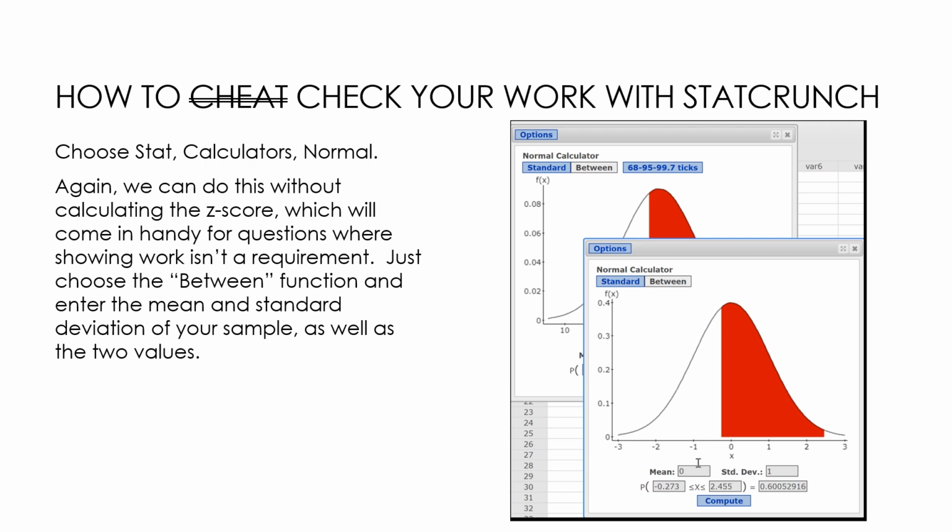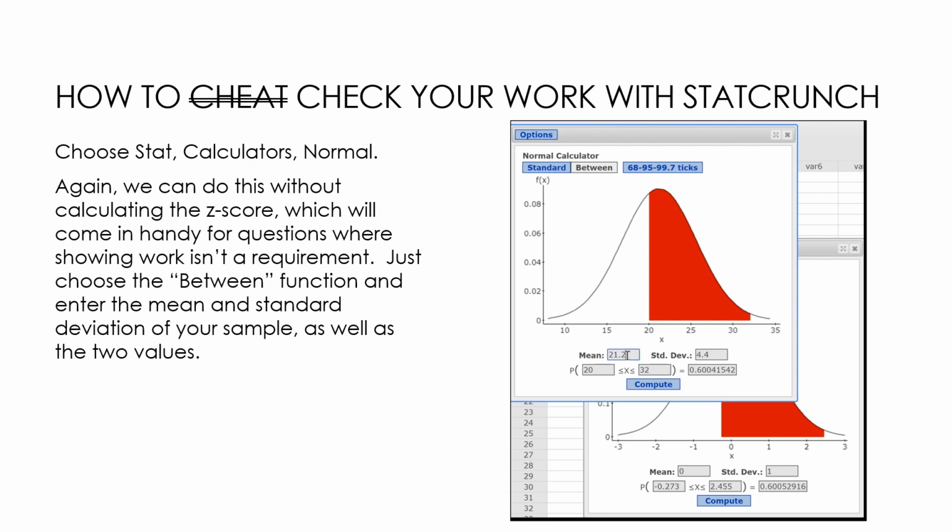So again, if I have found my z-scores, I keep my mean at 0 and standard deviation at 1. I plug in the two z-scores, negative 0.273, positive 2.455, and then I get a probability or p-value of 0.601 or 60.1%. To check that, I can enter 21.2, 4.4, and then between 20 and 32, and notice I get essentially the same probability.